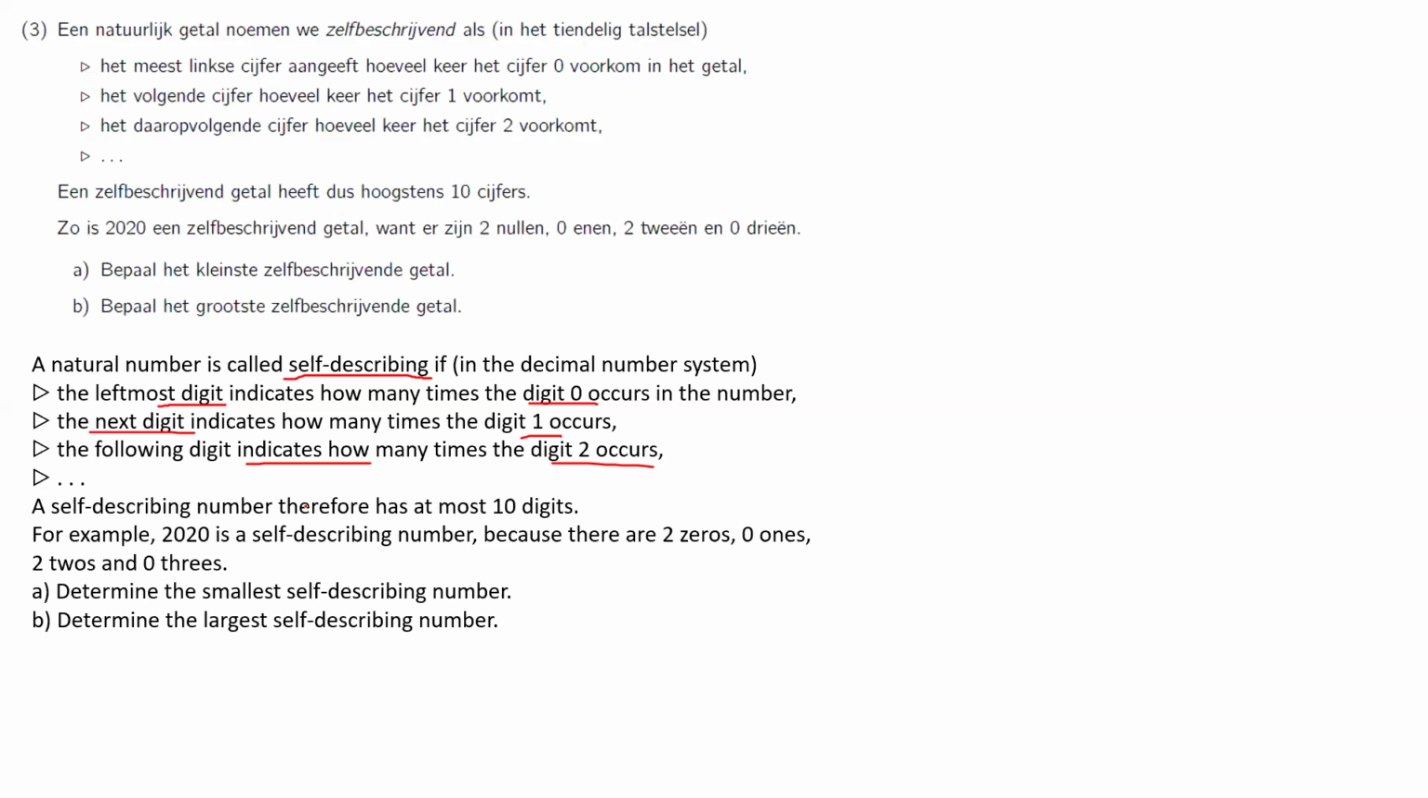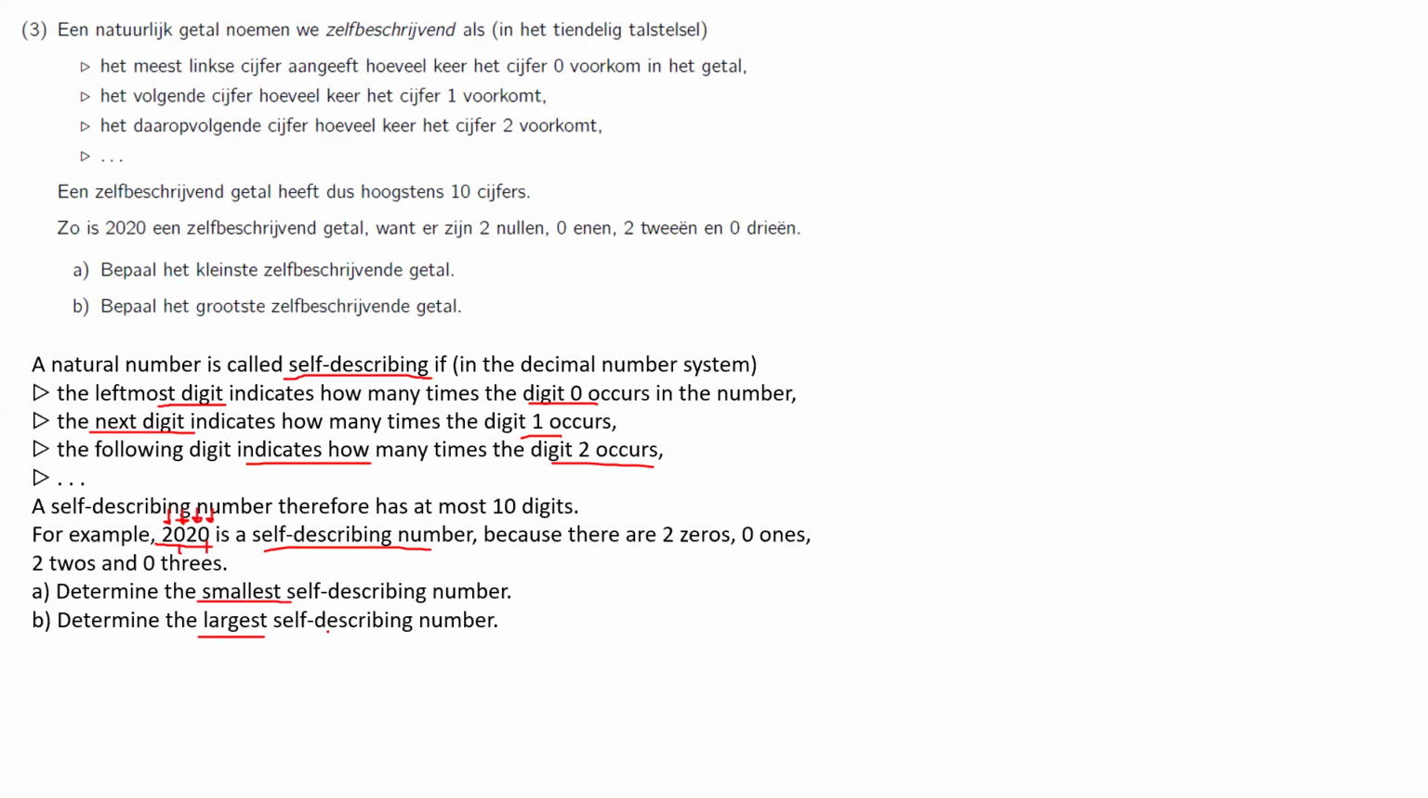So, for example, 2020 is a self-describing number. Why? Because the first 2 stands for there are 2 zeros. The second 0 stands for there are 0 ones, and indeed no 1 appears. The third digit 2 stands for there are 2 twos, yes, there are 2 twos. And the last one stands for 0 threes. So 2020 is a self-describing number. And the problem asks us to find the smallest and the largest self-describing number.